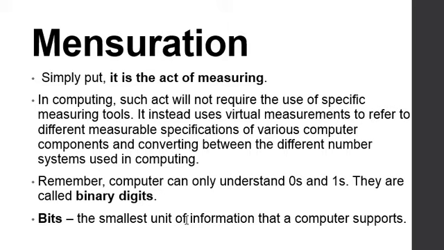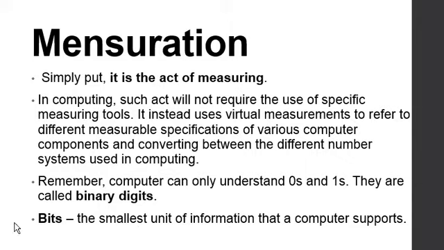Remember, computers can only understand zeros and ones. They are called binary digits. Also, you have to take note that bits are the smallest unit of information that a computer supports.